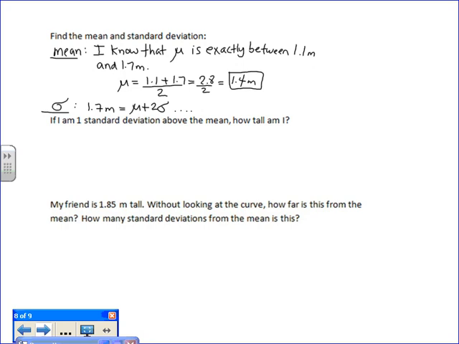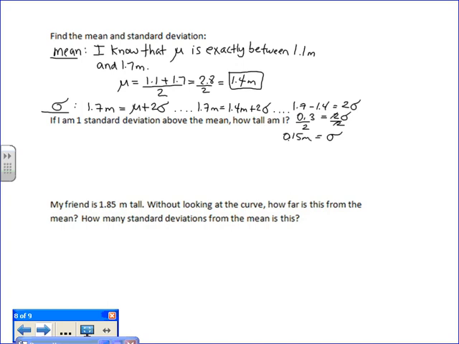So 1.7 meters is equal to the mean, which is 1.4 meters, plus 2 standard deviations. So let's move that 1.4 meters to the other side. Let's subtract it so that we get 1.7 minus 1.4 is equal to 2 standard deviations. That's equal to 0.3. So 0.3 is equal to 2 standard deviations. And I just want to know what 1 standard deviation is. So if I divide by 2, I get that the standard deviation is equal to half of 0.3, which is going to be 0.15.